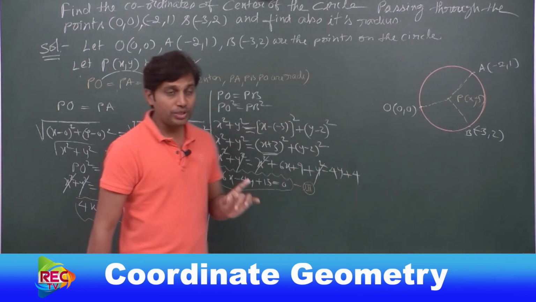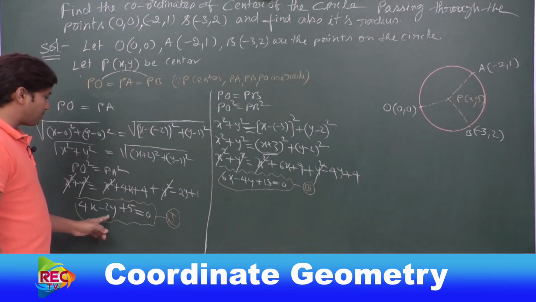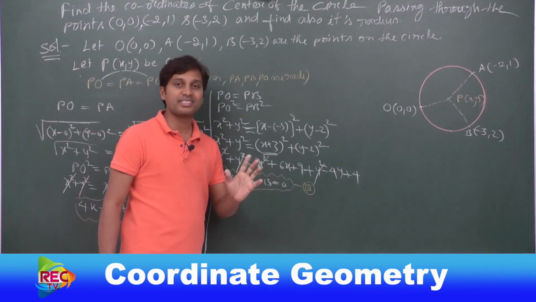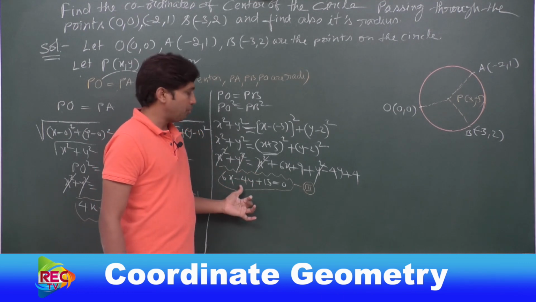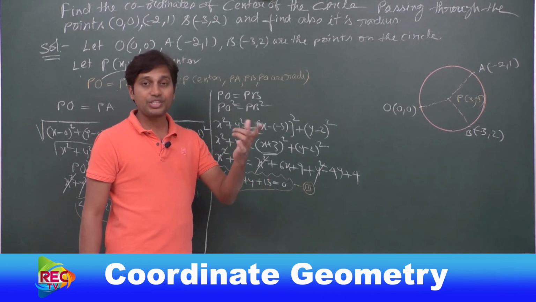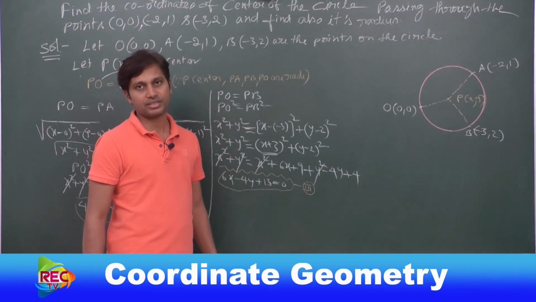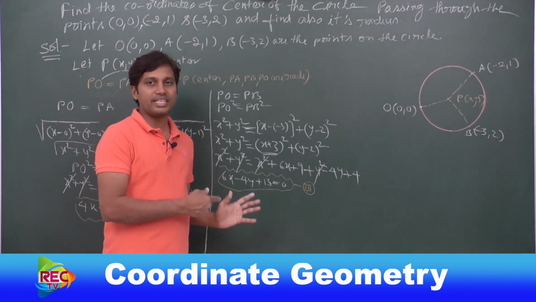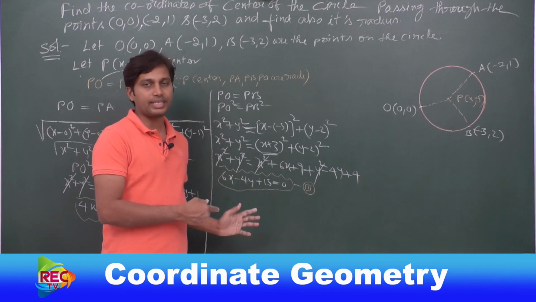Now we obtained two equations. Equation 1: 4x minus 2y plus 5 equal to 0, and equation 2: 6x minus 4y plus 13 equal to 0. These two equations are linear equations in two variables, means simultaneous linear equations. I think you are very well known to simultaneous linear equations, and you know the process of solving that.